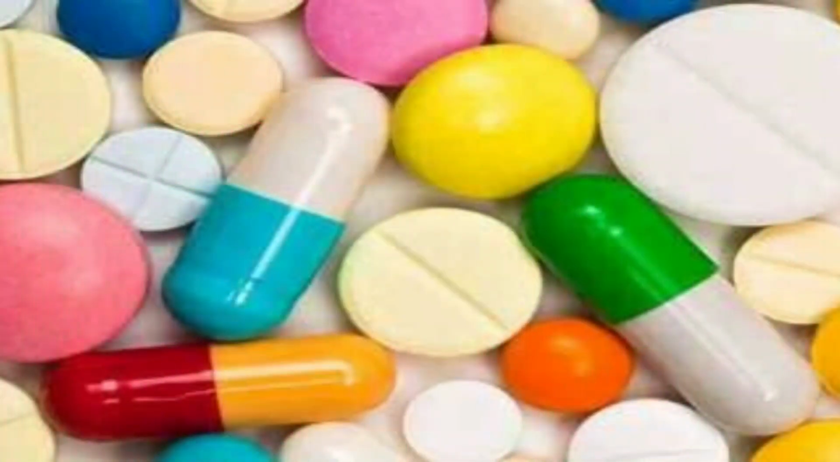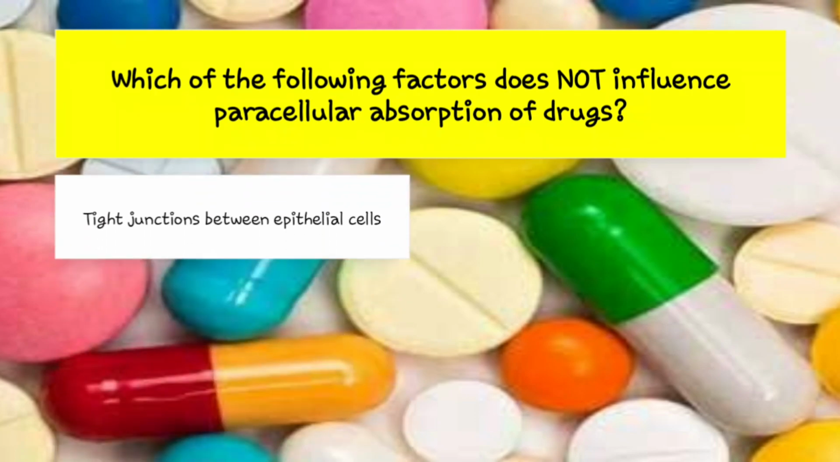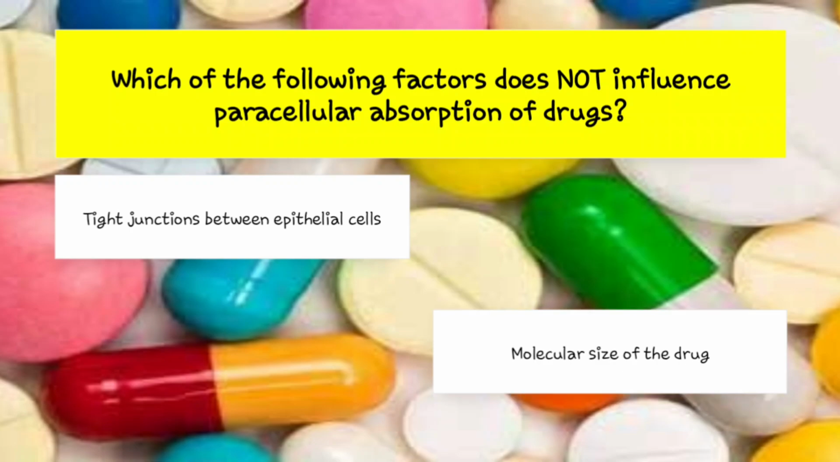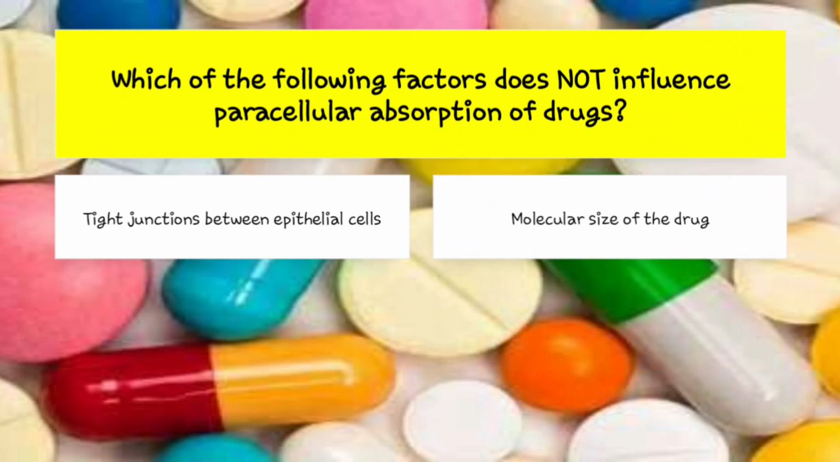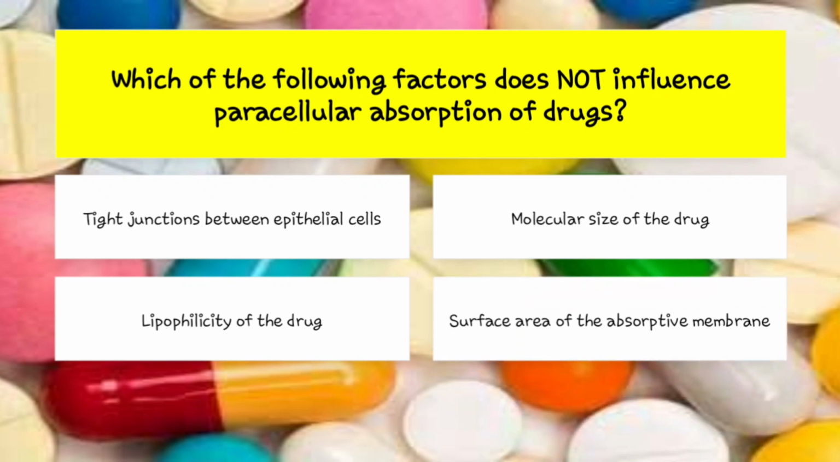Moving to next question. The question is, which of the following factors does not influence paracellular absorption of drug? And the options for this question are tight junction between epithelial cells, then molecular size of the drug, lipophilicity of the drug, and next is surface area of the absorptive membrane. Your time begins now.